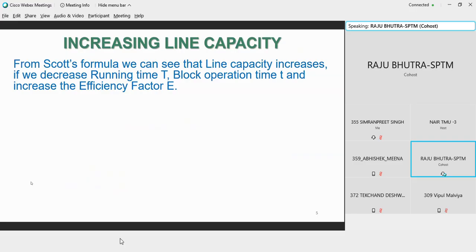Please switch off your mics. We are getting an echo. Please switch off. All of you should switch off your mics.